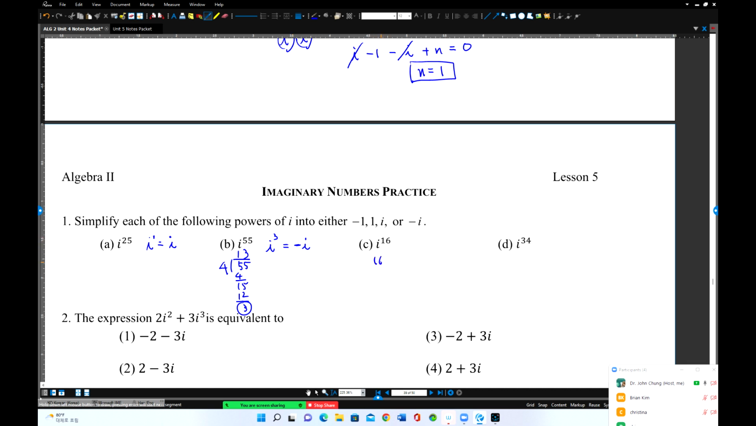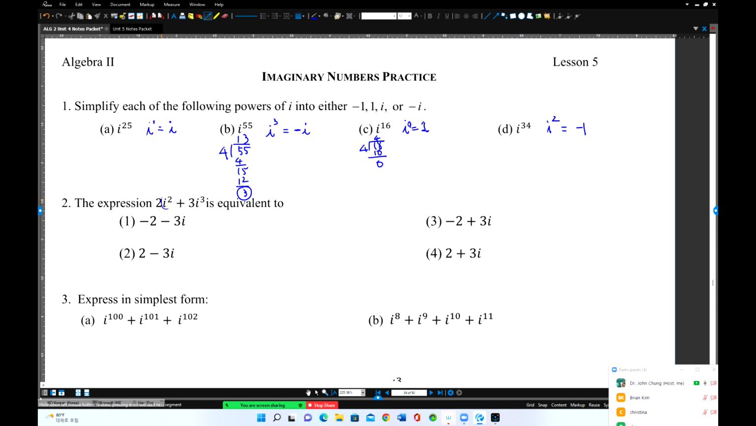i to the 16, 16 divided by 4, the remainder is 0. i to the 0 equals 1, isn't it? 34, when you divide by 4, the remainder is 2. That is exactly i squared. That equals negative 1. Okay.